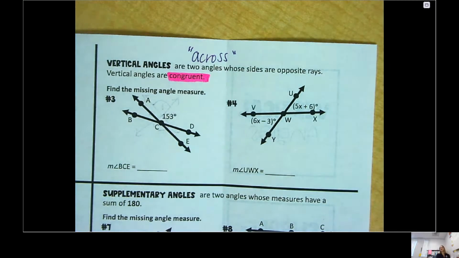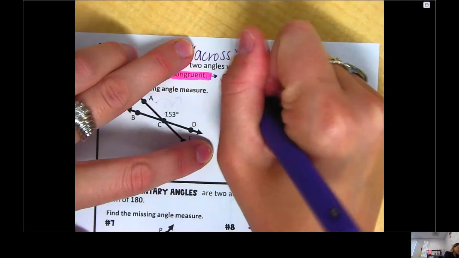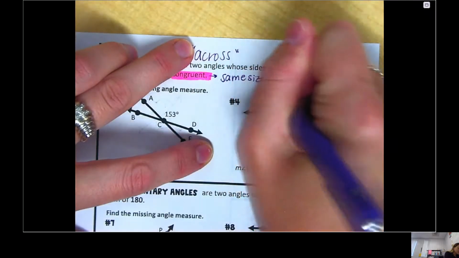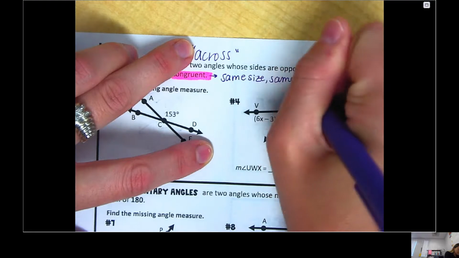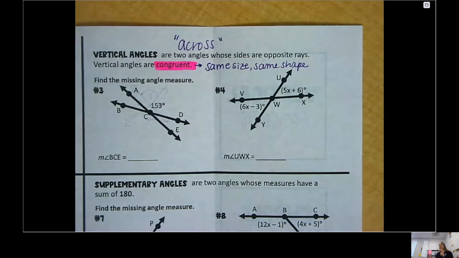Here, I'll give you a hint. Ready? Your right hand and your left hand, they're congruent. They're the same. Yes, they're equal to each other. 2 things that are congruent have the same size and the same shape. So congruent means, let's write that down, same size, same shape. So they have to look literally exactly the same to be congruent.